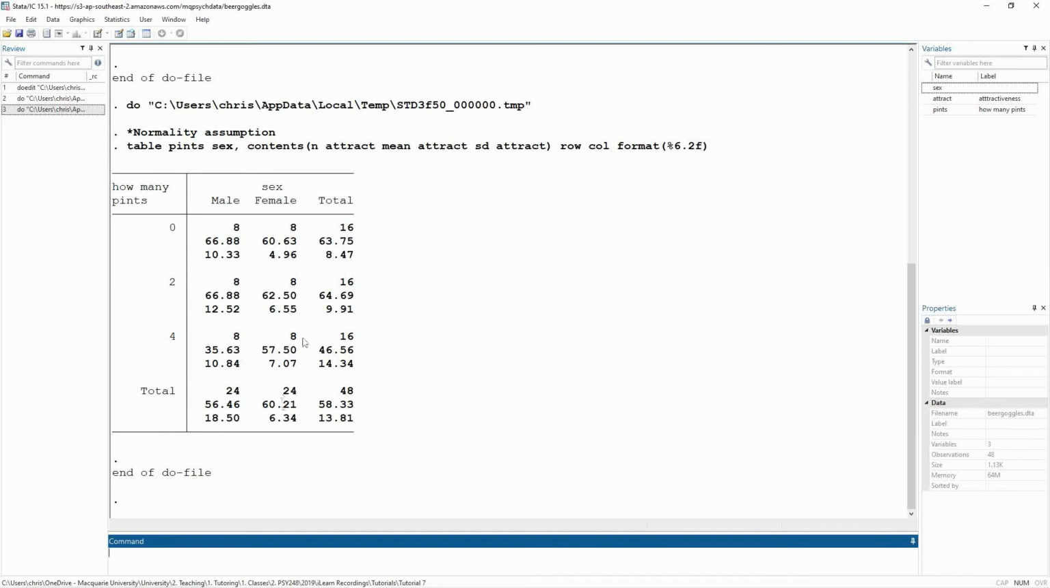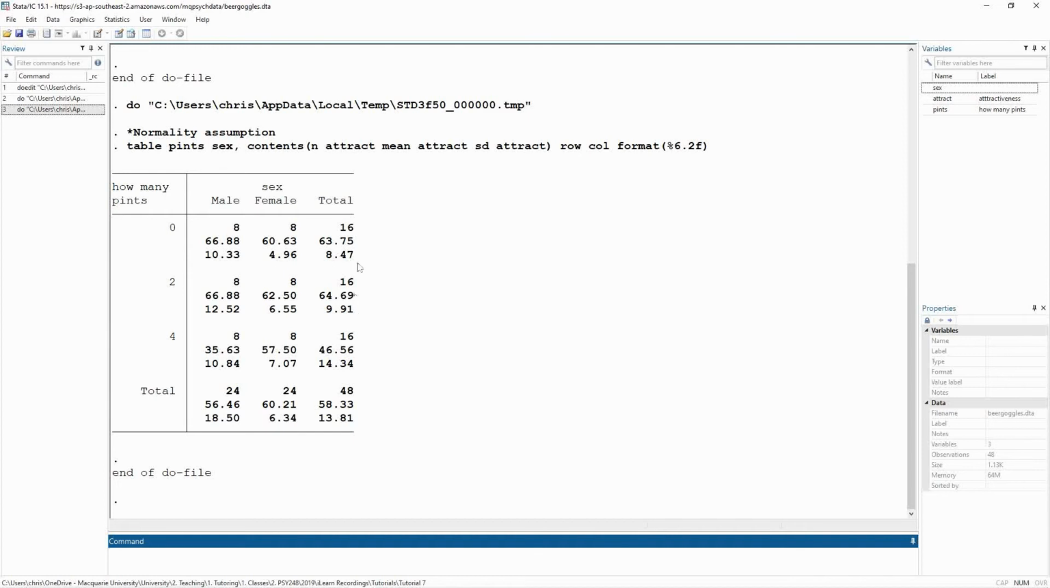So the same can be done with females. Females with 0 pints had a mean attractiveness rating of 60 with a much smaller standard deviation than men. We see it goes up a little bit to 62.5 at 2 pints, and it drops to 57.5 at 4 pints. We see, interestingly, that the standard deviations increase as alcohol goes up, so we're seeing more variation. And then the mean amount of attractiveness rating across all females was 60.21 on a standard deviation of 6.34.